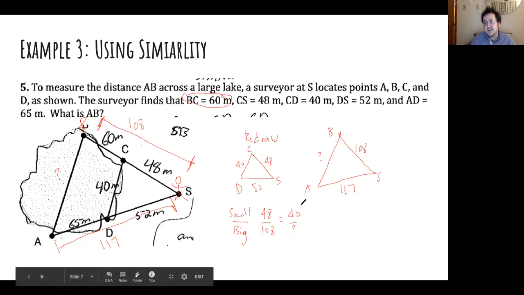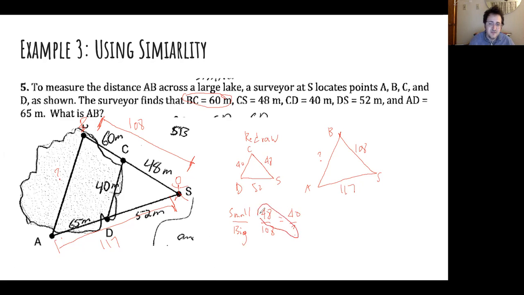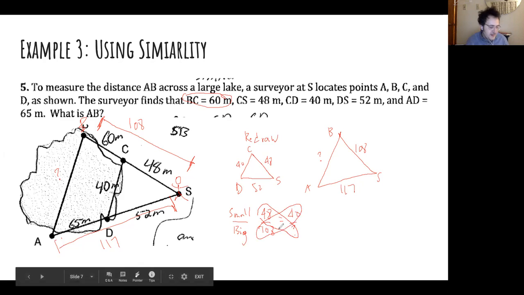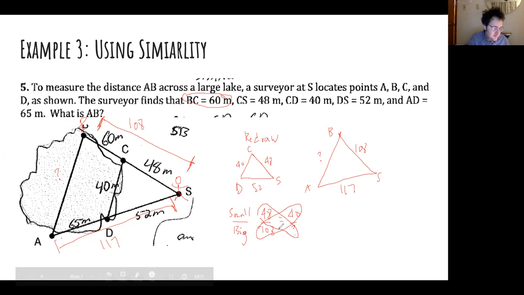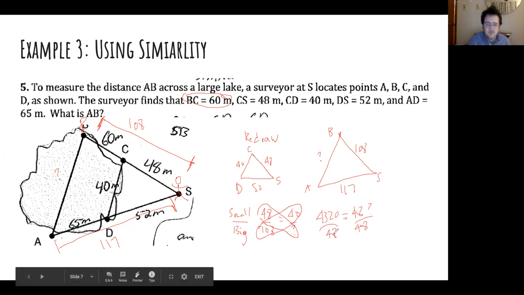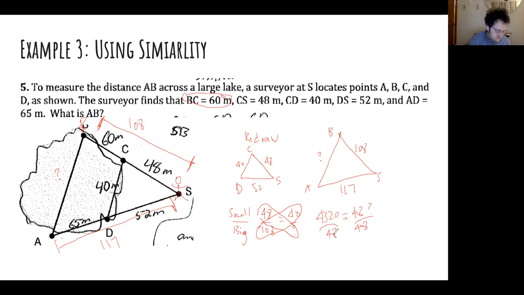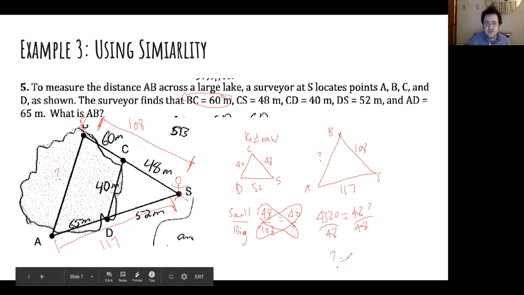And what's nice is I can stop there because I can just cross multiply. And when I cross multiply, I just circle what I'm multiplying. So I got 108 times 40. I'm just going to get my handy calculator out here. We got 4320 equals 48 times question mark. And then I'm just going to divide by 48. And then I get that question mark is equal to 90.